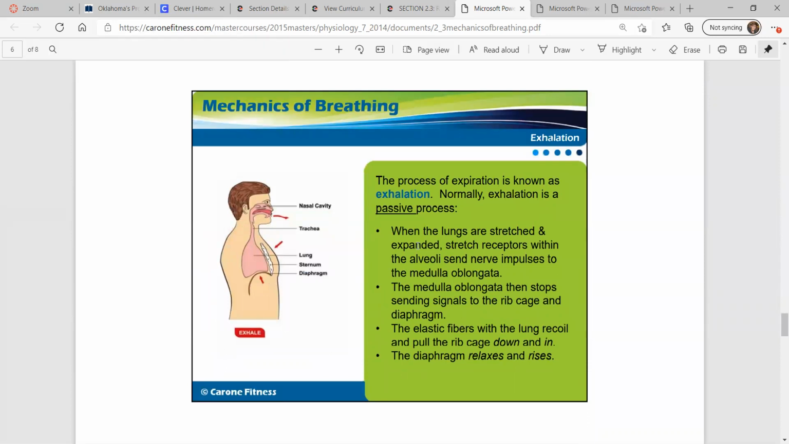The process of expiration is known as exhalation. Normally, it's a passive process. When the lungs are stretched and expanded, stretch receptors within the alveoli send nerve impulses to the medulla oblongata. Then the medulla oblongata stops sending signals to the rib cage and diaphragm. The elastic fibers within the lung recoil and pull the rib cage down and in. The diaphragm relaxes and rises. So it's the opposite of the inhalation process.